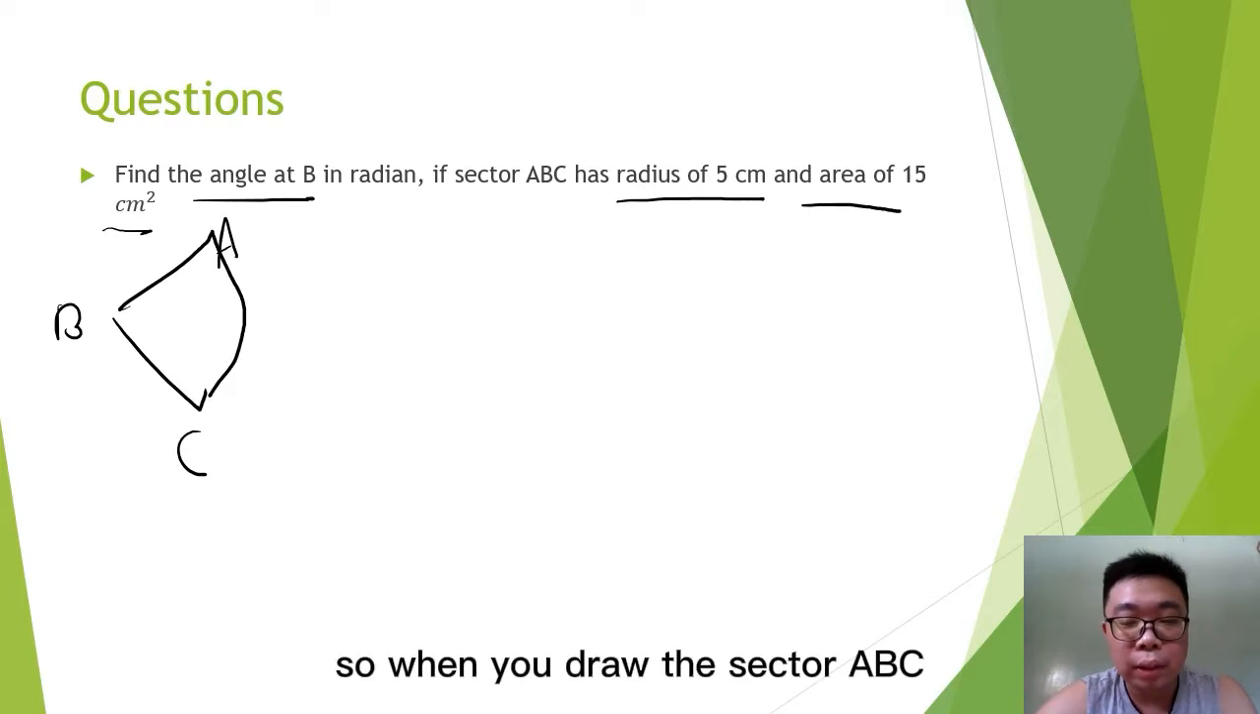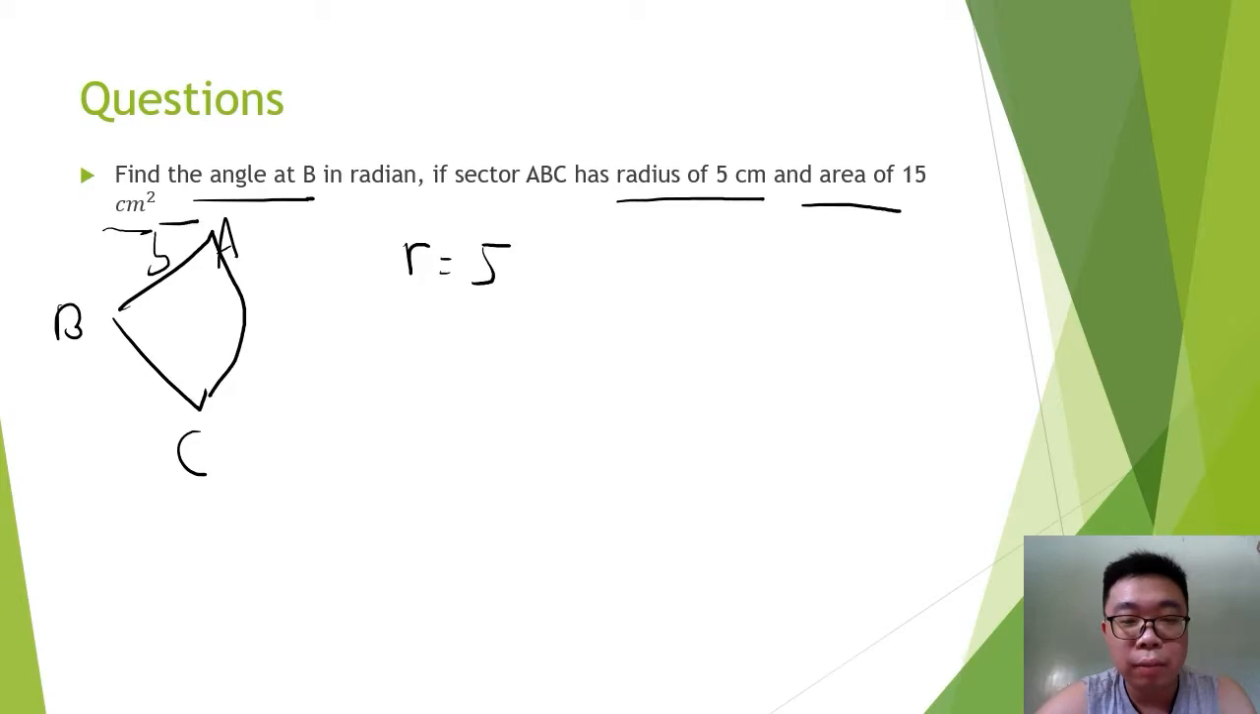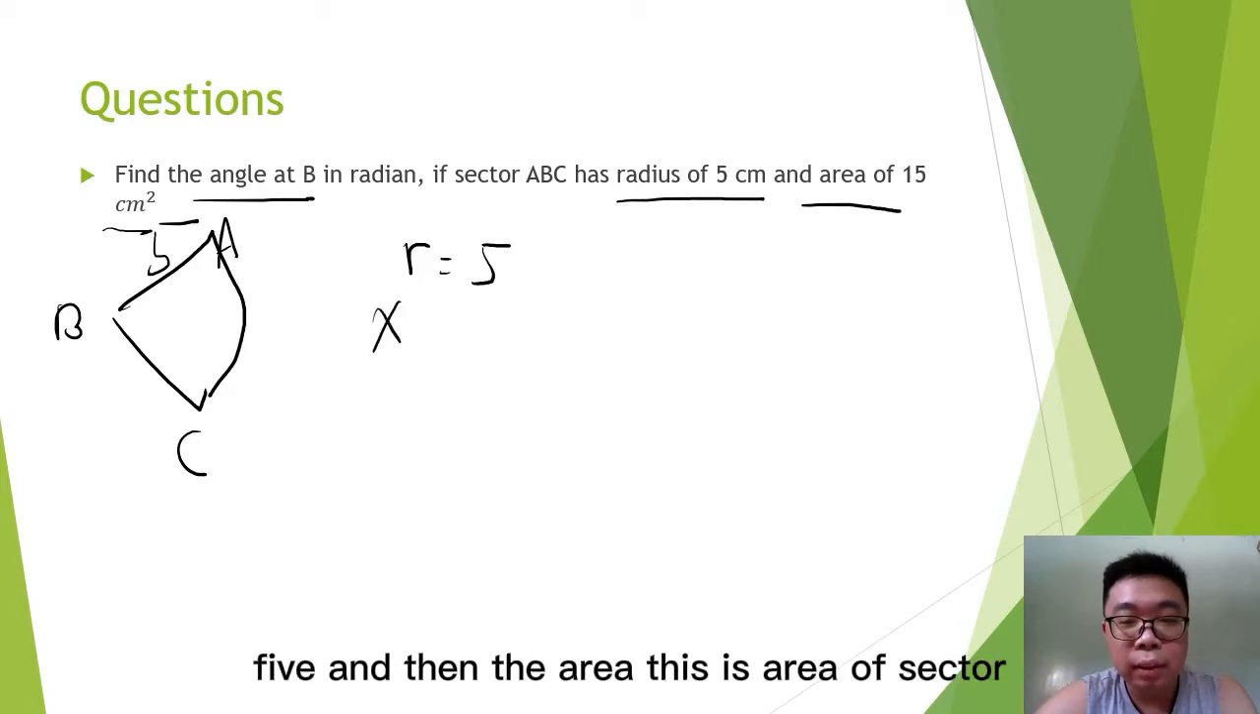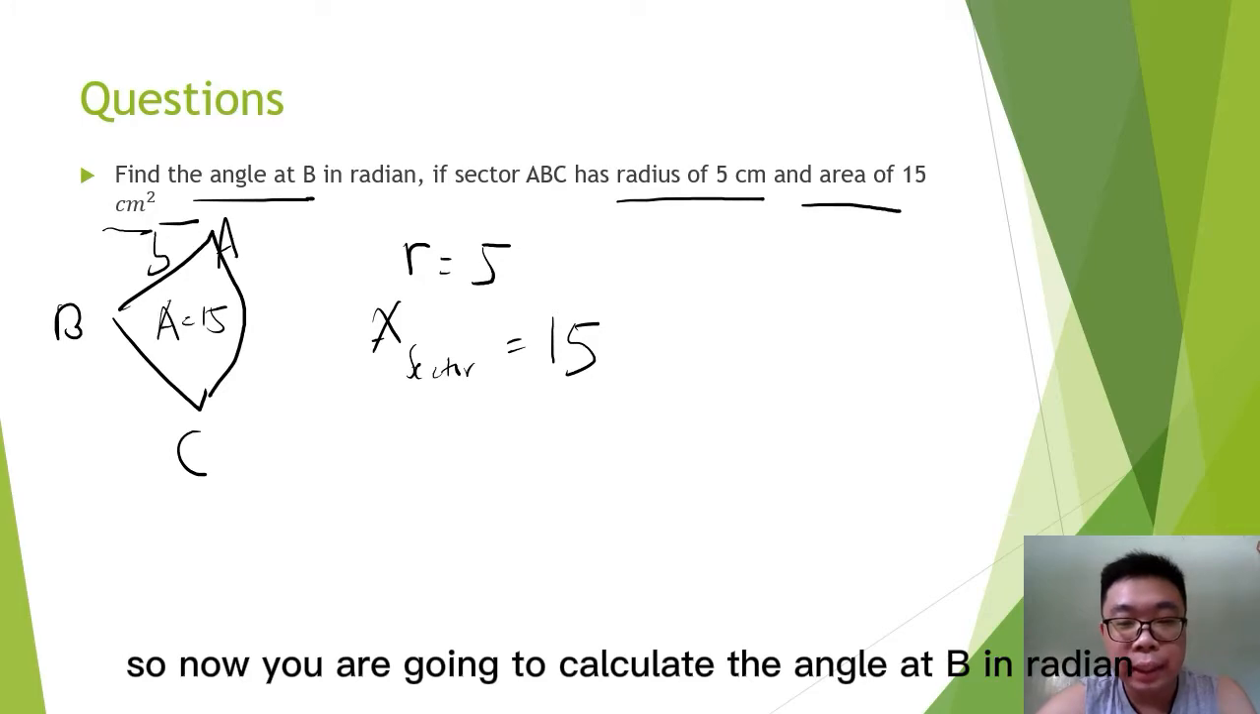When you draw the sector ABC, you will label the radius. So the radius here is 5. You label it 5. And then the area, this is the area of the sector. So the area of the sector is 15, which means this area equals 15. Now you are going to calculate the angle at B in radian.